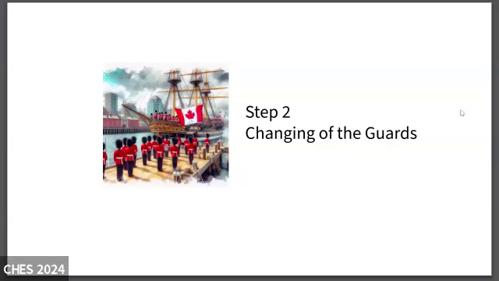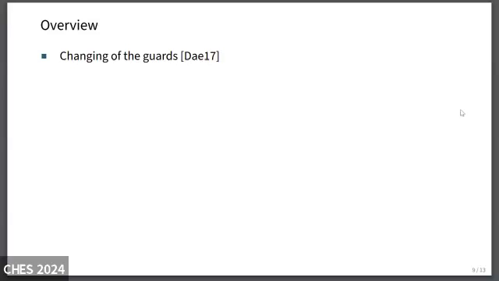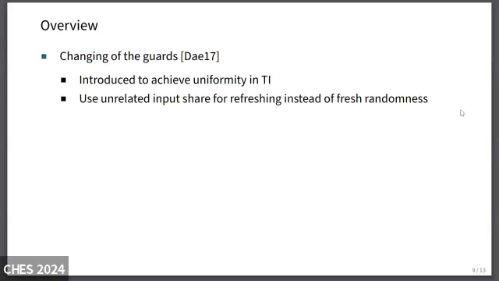So let's come to the second step. Now we want to optimize the design not only on SBox level, but on the whole architectural level. And for that, we use a concept called changing of the guards. Changing of the guards was actually introduced for something else. It was done to achieve uniformity in threshold implementations. I think in the initial paper it was a Keccak SBox, and the output needs to be uniform. To do so, you usually add more fresh random bits to the output. And in the changing of the guards paper, it was shown that you don't need to use fresh randomness, but you can also use an input share of another variable in your design instead of that.